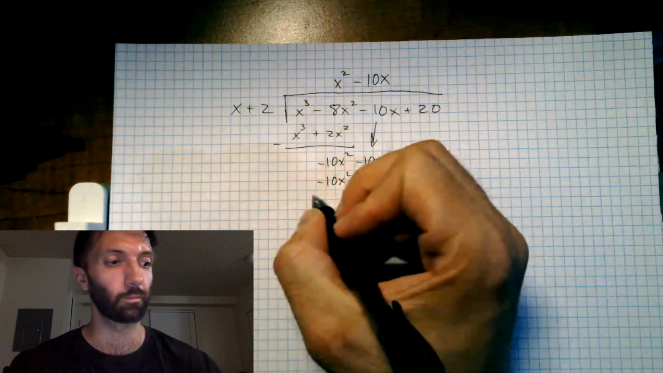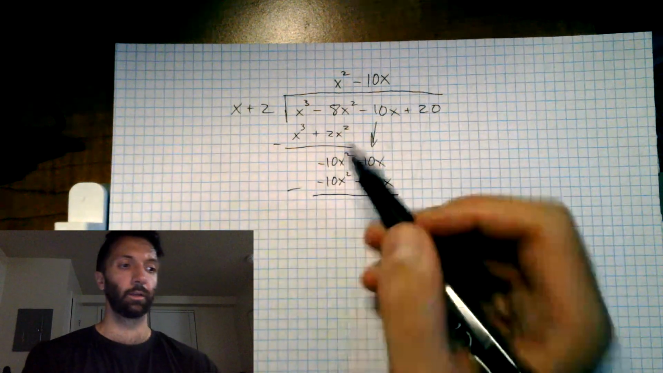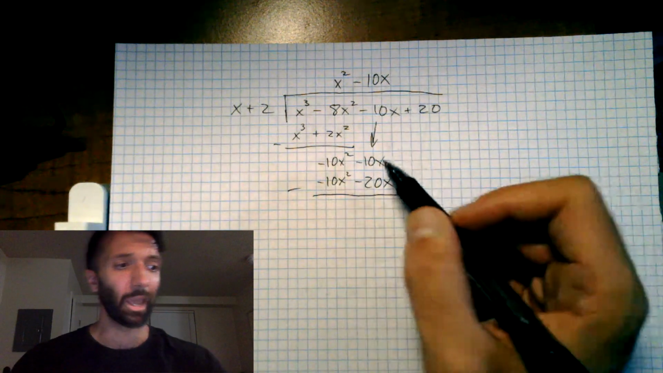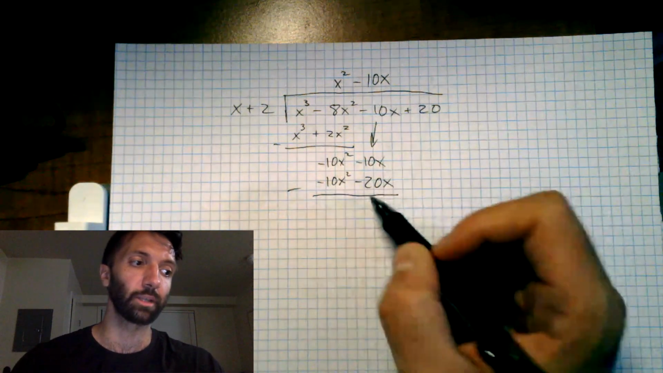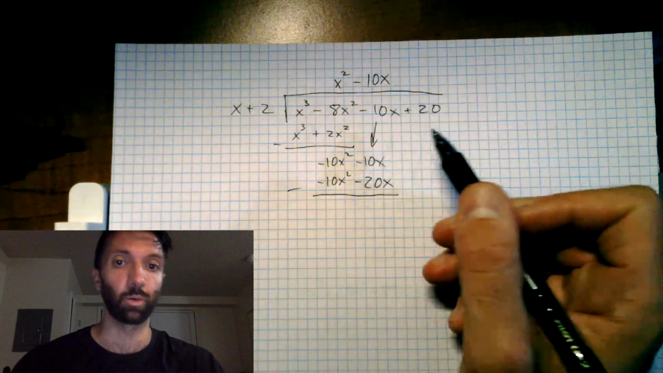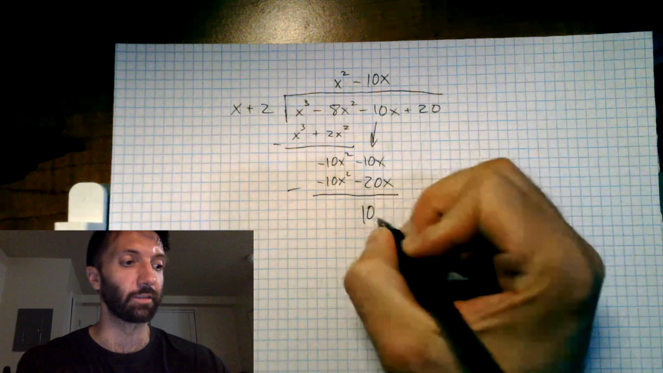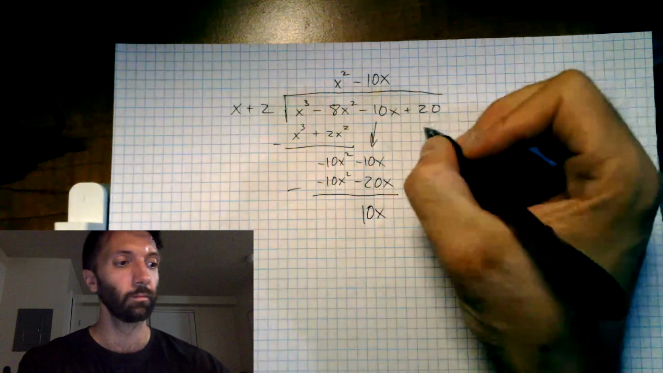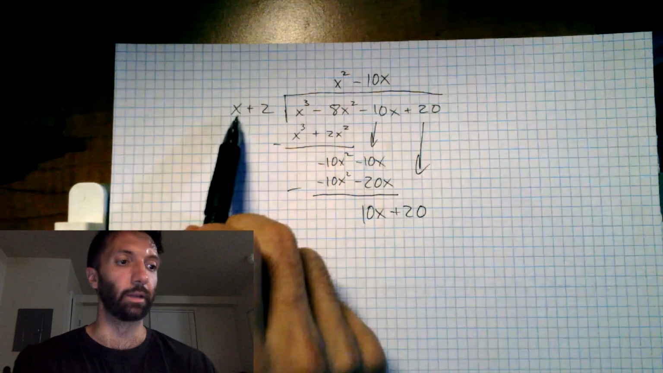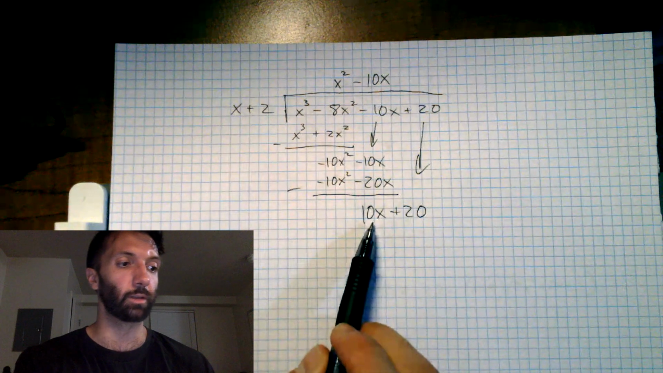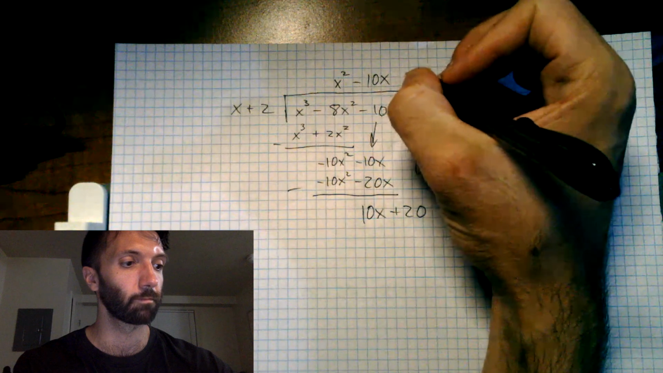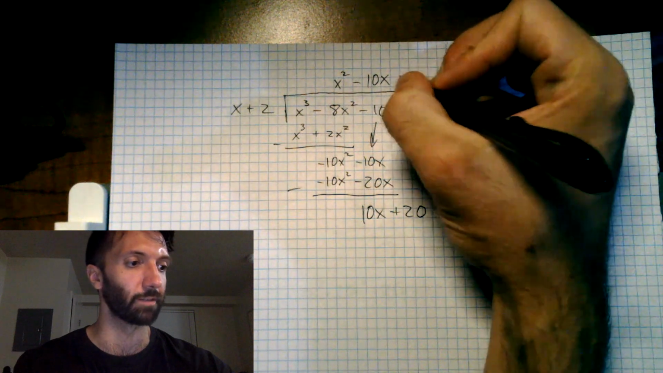All right, subtract this. Negative 10x squared minus itself is 0. And then negative 10x minus a negative 20x is the same as saying negative 10x plus 20x. So that's going to be a positive 10x. Then we'll bring down our plus 20. And then x goes into 10x positive 10 times. Sorry, I said 5 at first, but it's positive 10 times.